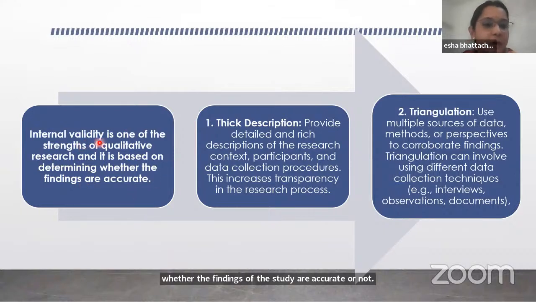And how do we go about ensuring internal validity in the study? Number one is thick description. We provide a detailed and rich description of the research context, the participants, and data collection procedures. And this increases the transparency in the research process. We go for triangulation, where we use multiple sources of data, methods, and perspectives to corroborate the findings.